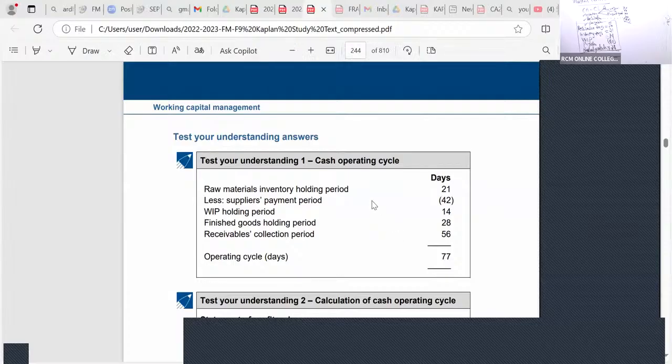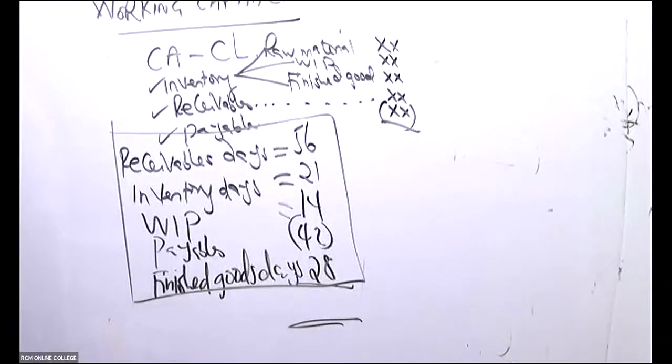Payable days, you subtract. But the cash neighbor will not do that for us; the cash neighbor will give you these days. We must be able to know how to calculate these days ourselves. So now I'm connecting this with our topic of ratios. We must be good in terms of doing the computations of these days ourselves.